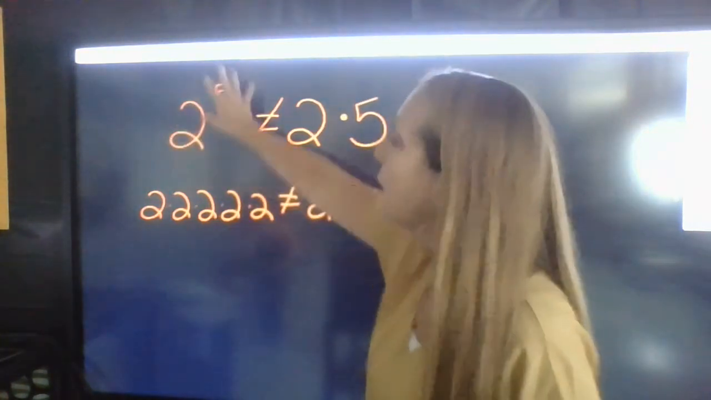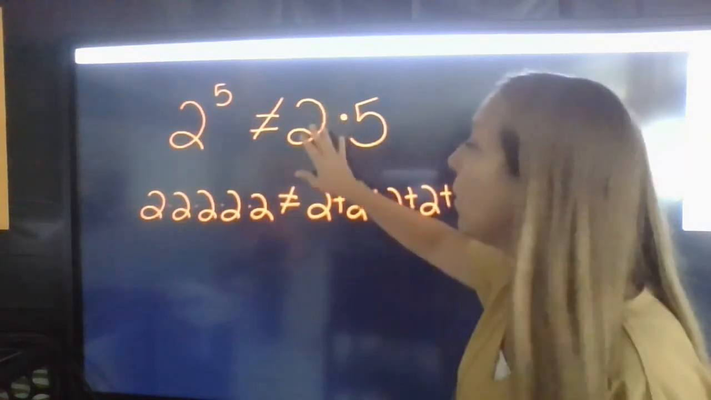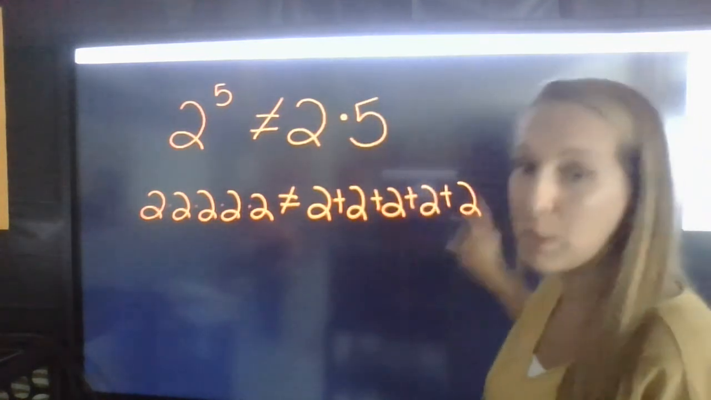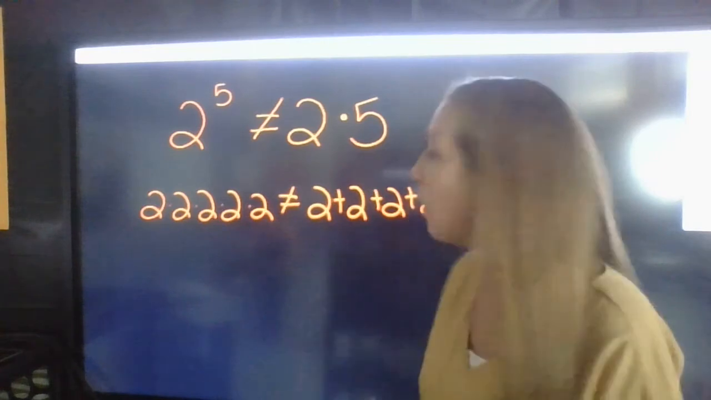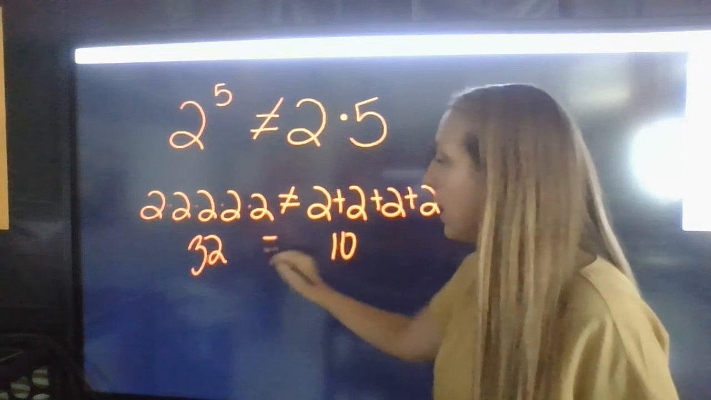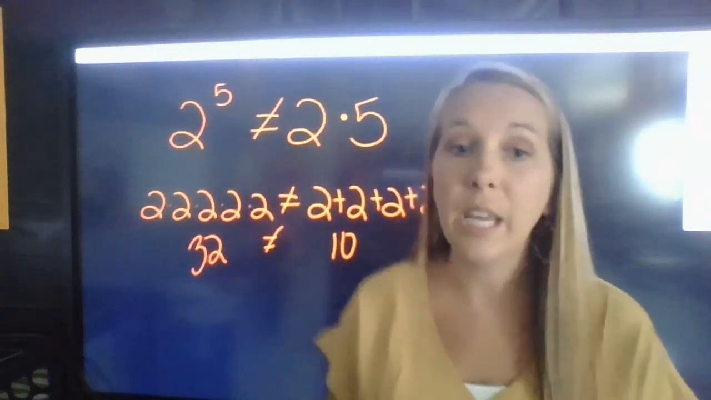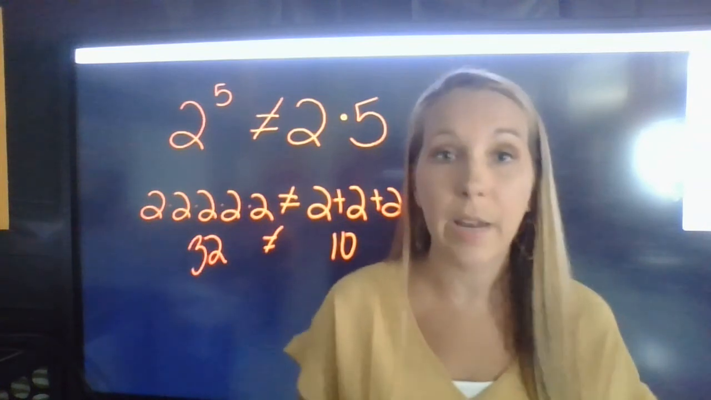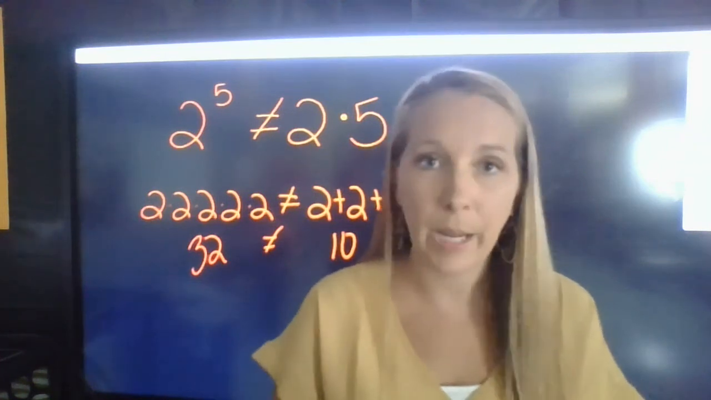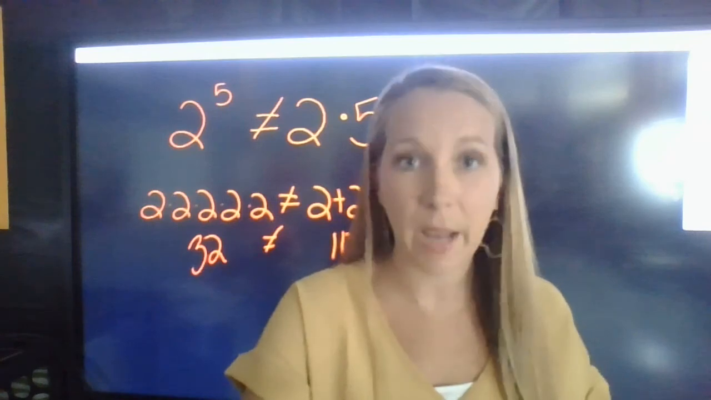Here we have 2 to the 5th power, which is 2 times 2 times 2 times 2 times 2. Here we have 2 times 5, which is 2 plus 2 plus 2 plus 2 plus 2. Totally different problems. Here we're going to get 32, and here we will get 10. These two will not be the same, okay? So don't just think that you're going to say 2 to the 5th power is 10 or 3 to the 5th power is 15. That's not what that means. Exponents are repetitive multiplication, where multiplication is repetitive addition.